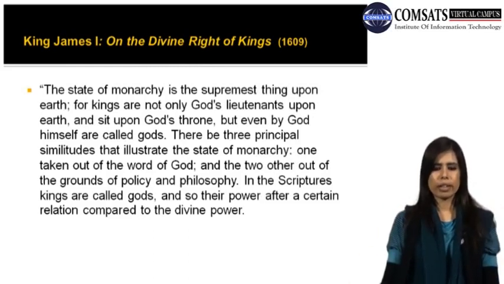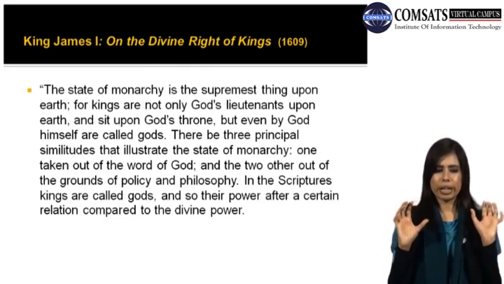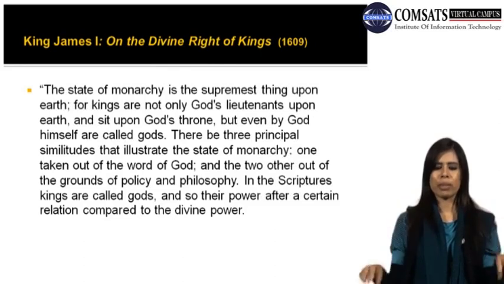King James on the divine rights of kings in 1609: The state of monarchy is the supremest thing upon earth, for kings are not only God's lieutenants upon earth and sit upon God's throne, but even by God himself are called gods. So here, my dear students, you can see King James I is calling all the kings gods, and that is a title that is given by God himself to them.